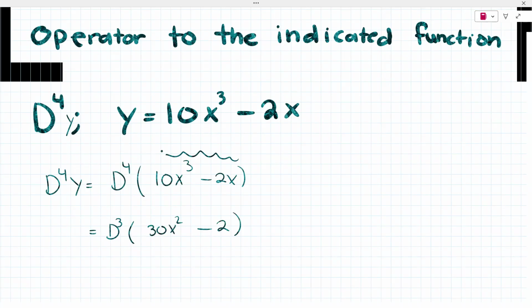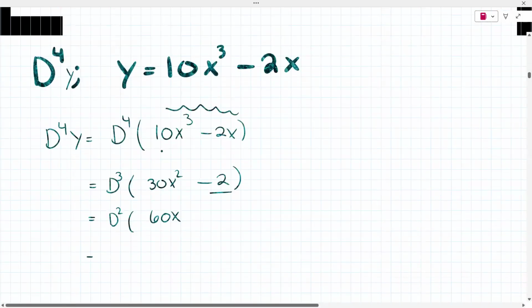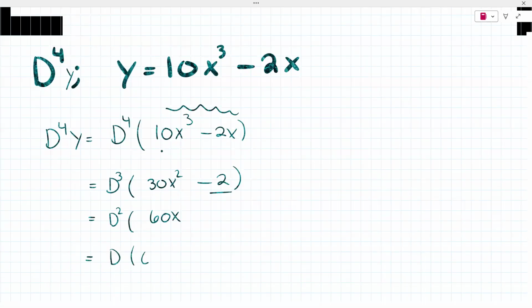And then what's the derivative? And then keep on going, d squared. What's the derivative of 30x squared minus 2? That's 60x. And then derivative of negative 2, 0. And then what's the derivative of this? One more time, that's 60. And one more time, that would be 0. So that's a total of 4 times. So this would be 0.